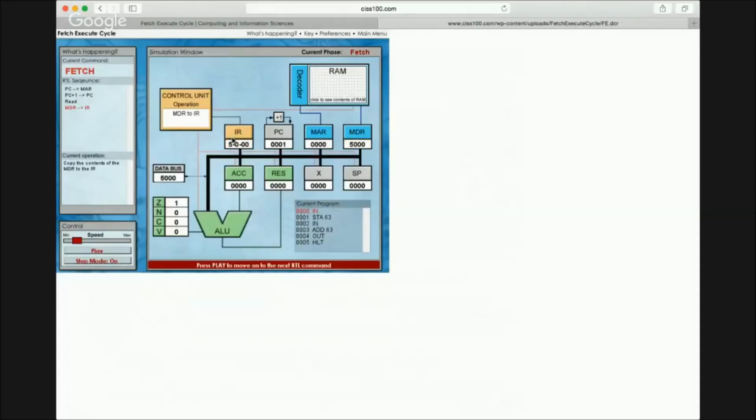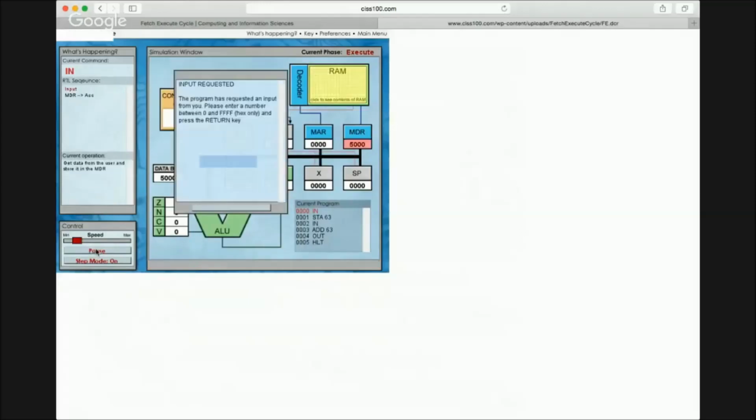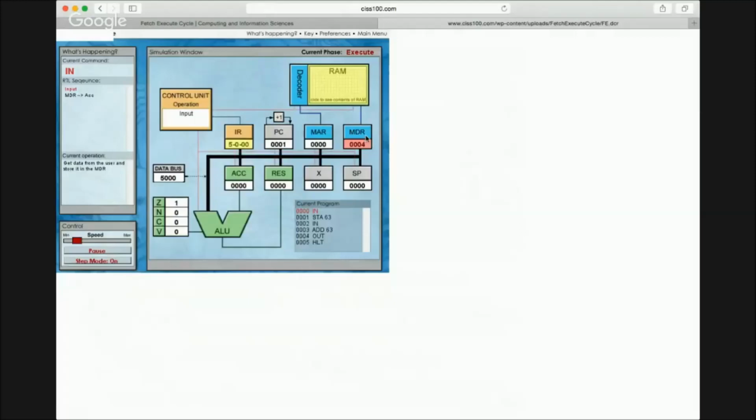And I see that the next thing that has to take place is I need to decode this instruction. And every instruction has an operand and, yes, opcode and operand. So I'll hit play, decode 5,000, hit play again. It's now going to execute it. And we know that the execution, it's waiting for me to add something. So I'm going to say 4. Hit enter. And I see 4 shows up in the memory data register. And I still have yet to complete an entire fetch execute cycle.